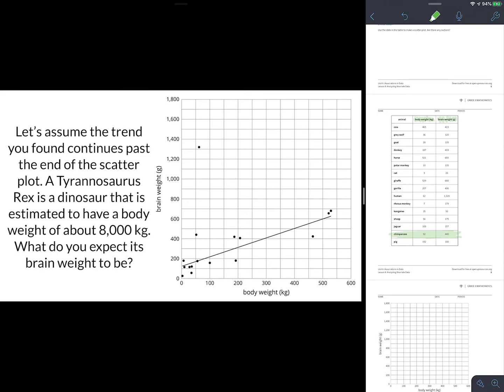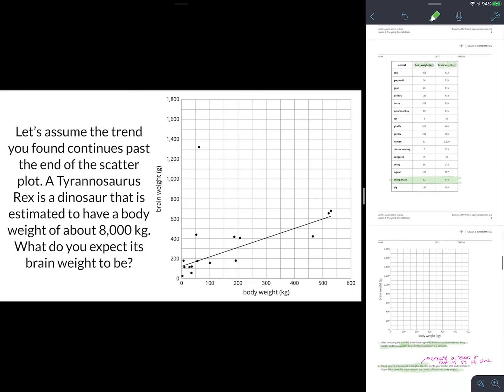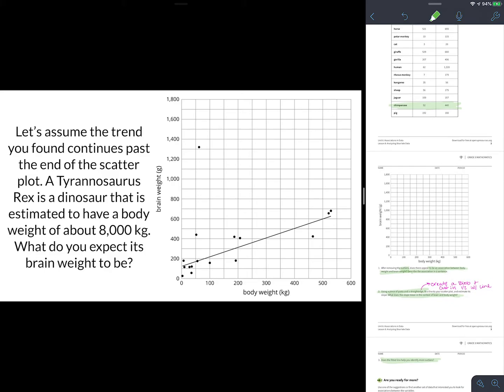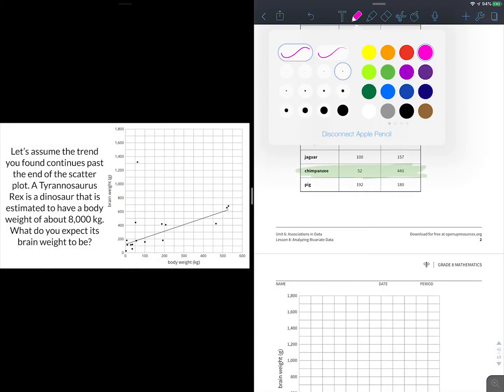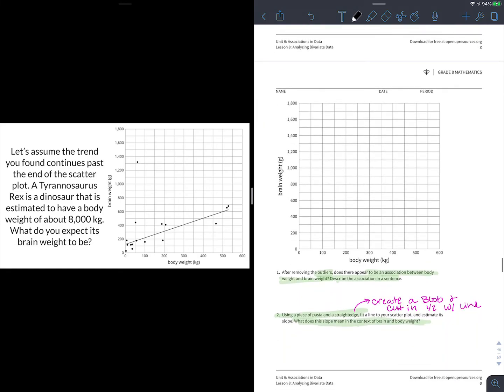Let's assume the trend you found continues past the end of the scatter plot. A Tyrannosaurus rex is a dinosaur that is estimated to have a body weight of about 8,000 kilograms. Now, I'm just going to draw in on the side here so you can see that this would have to keep going and we would be looking for 8,000 kilograms. But it's going to be hard to make that estimate. So we might want to think about some other components of our prediction line that would help us decide what we would expect its brain weight to be.